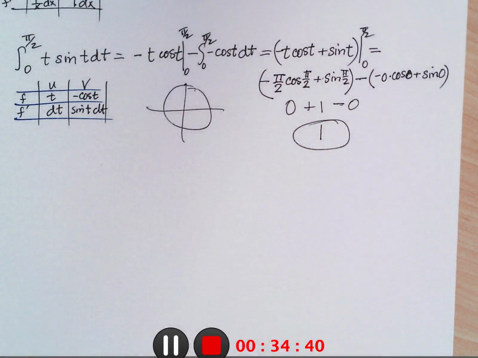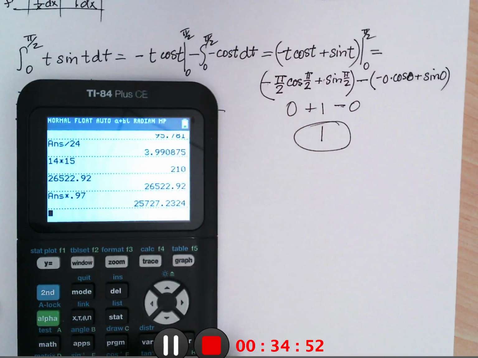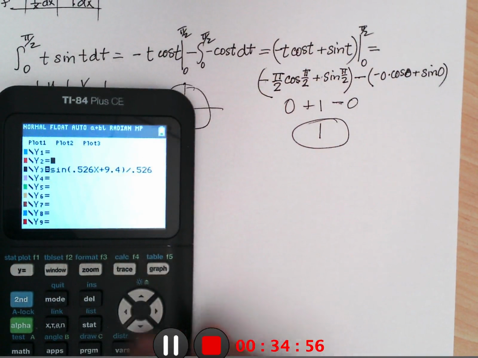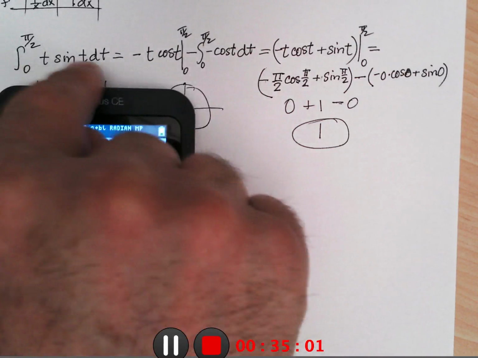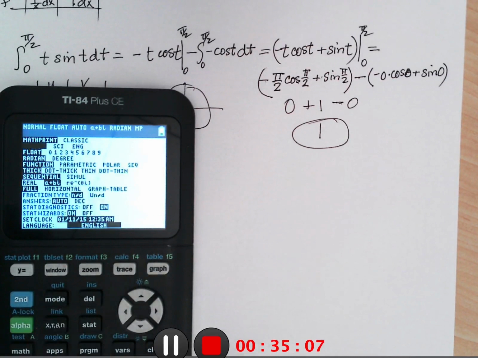Now let's check that. So we'll pull out the calculator. Definite integrals, we can have the calculator do them for us and get a decimal approximation. Hopefully it's close to the same. Go to the y equals and type in t sine t, or x sine x. Make sure my mode is in radians, and then I can graph.